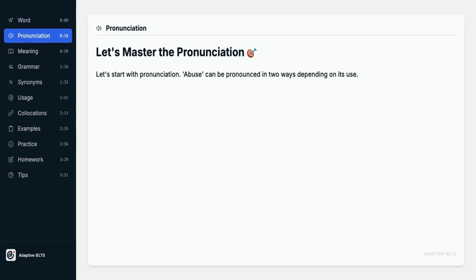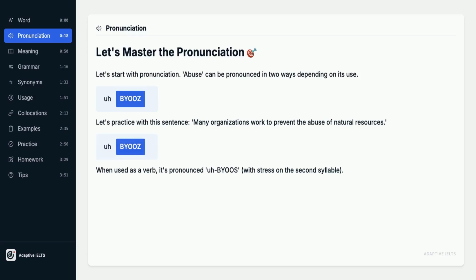Let's start with pronunciation. Abuse can be pronounced in two ways depending on its use. As a noun, it's pronounced abuse with stress on the second syllable. Let's practice with this sentence. Many organizations work to prevent the abuse of natural resources. Notice how the stress falls on abuse.